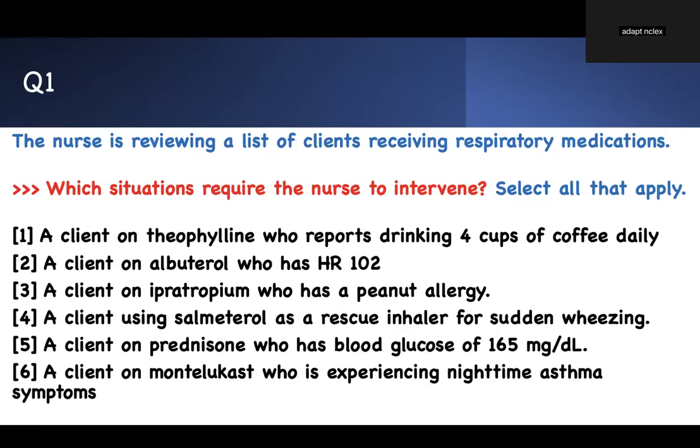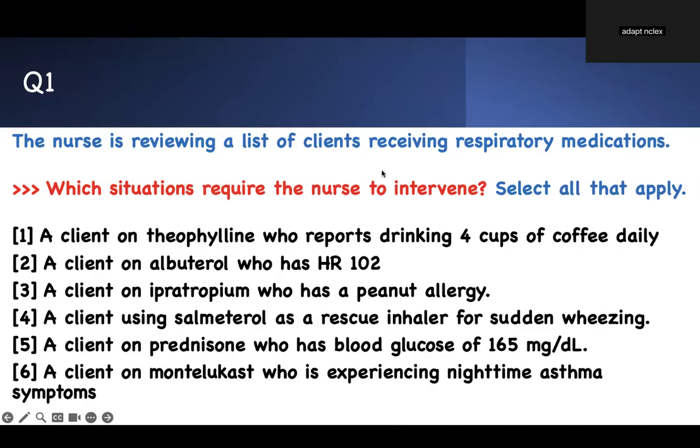Using salmeterol as a rescue inhaler for sudden wheezing. The last one is raw. It looks like albuterol, but it's not a rescue agent. It's long acting. Salmeterol should not be used as a rescue inhaler for sudden wheezing. Therefore, this patient needs some teaching regarding the use of salmeterol. So that one, we need to intervene.